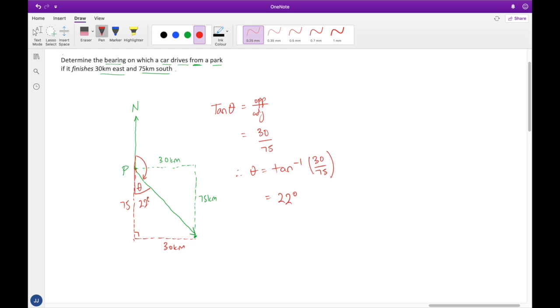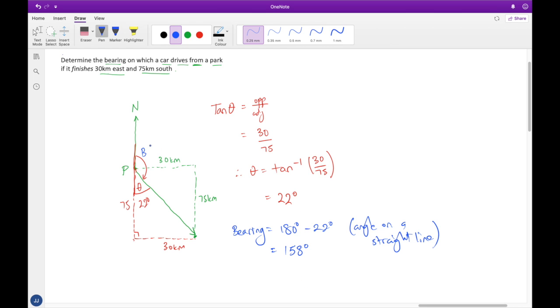So if this is 22 degrees and a straight line is 180 degrees, then our bearing, let's call it bearing B, will be 180 degrees minus the 22 degrees, because angles on a straight line. It's always good to write the reason, the rule that you're using here. So 180 minus 22 gives us about 158 degrees.